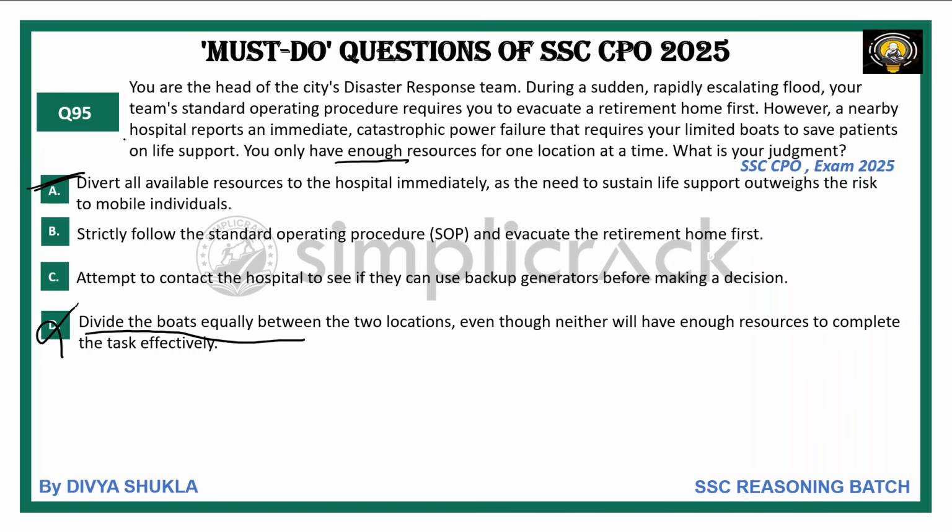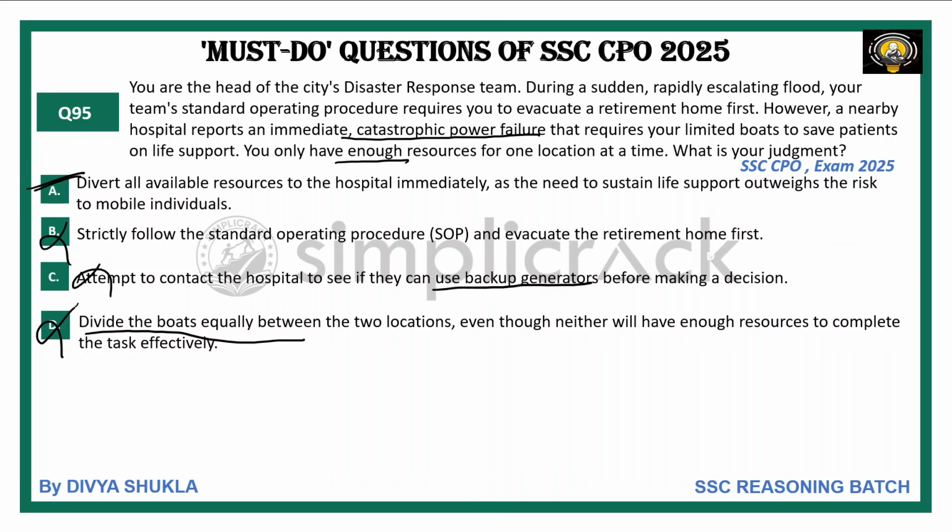Why? Because understand, this is a very catastrophic power failure. You don't have a backup. You don't have backup generators in the hospital. Why? Because this is a catastrophic power failure. If it would not have been a catastrophic power failure, there might have been backup generators. That means backup generators have also failed. Follow the SOP. No. Okay, so understand, this is a very, very dangerous situation.